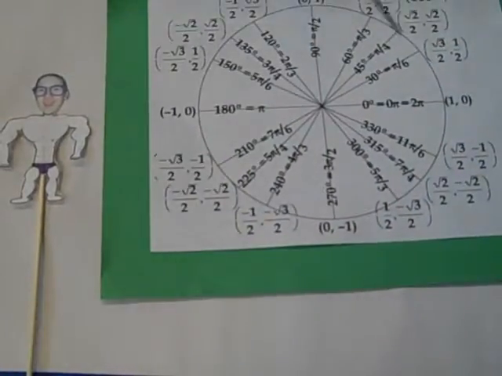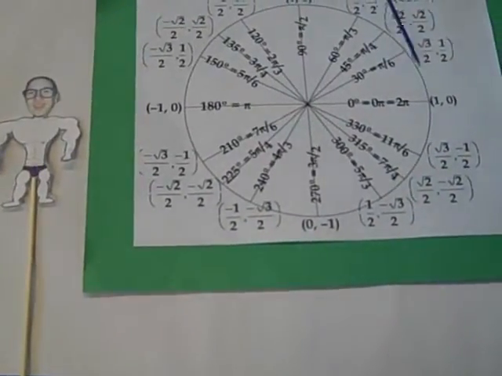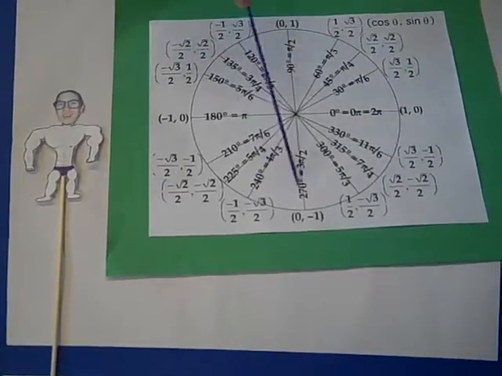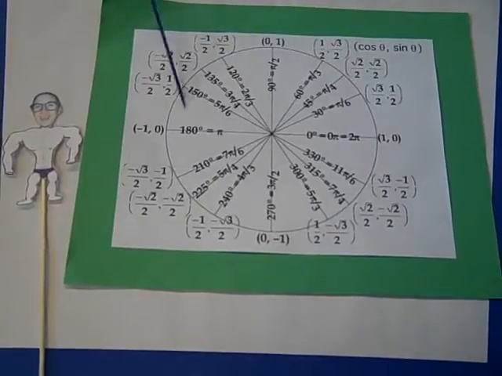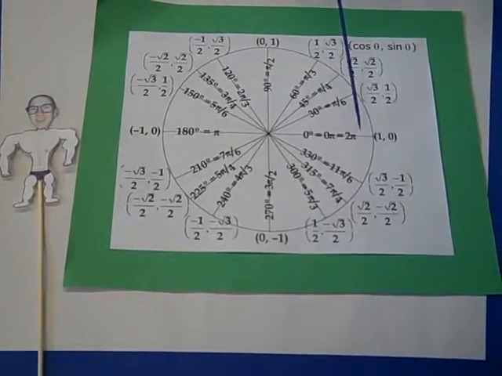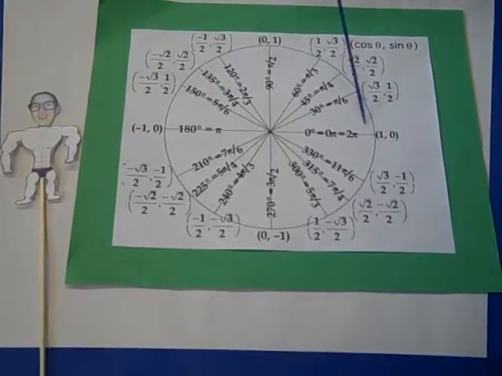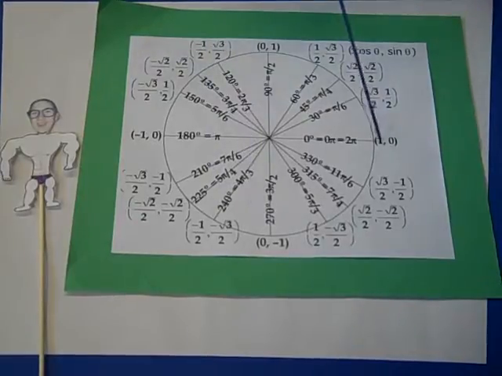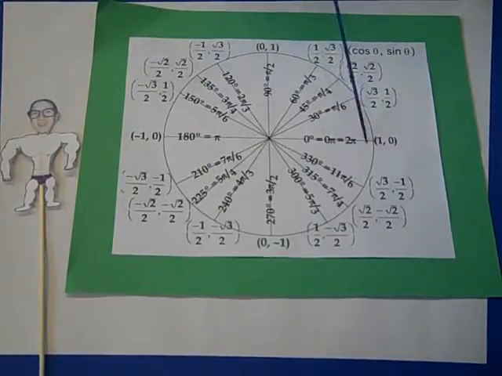This is a 90-degree angle. This is a 180-degree angle. This is a 270-degree angle. And this is a 360-degree angle, also known as 0 degrees. By using the same interval, this is pi over 2 radians, pi radians, 3 pi over 2 radians, and 2 pi radians, or also 0 radians.